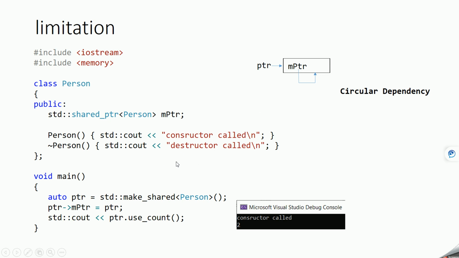So this is the limitation of this shared ptr. Okay, so we can solve this problem using another pointer called weak pointer, which is also a smart pointer and which was introduced in C++11, and we'll be learning about this weak pointer in the next video. Okay, so this is all about shared pointer.